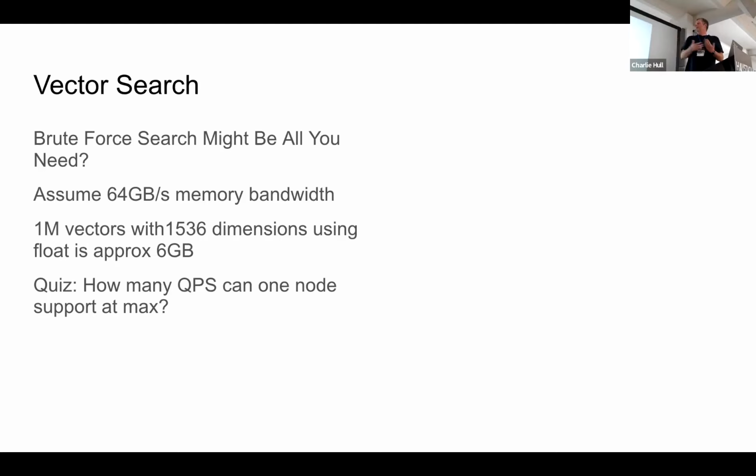If you look at the embedding models from OpenAI, so we have 1 million vectors. So how many of you are dealing with data sets that are larger than 1 million? Okay. And if you have 64 gigabytes per second of memory bandwidth, so between memory in your computer and the CPU, okay? So how many QPS can that node support? Just think about it.